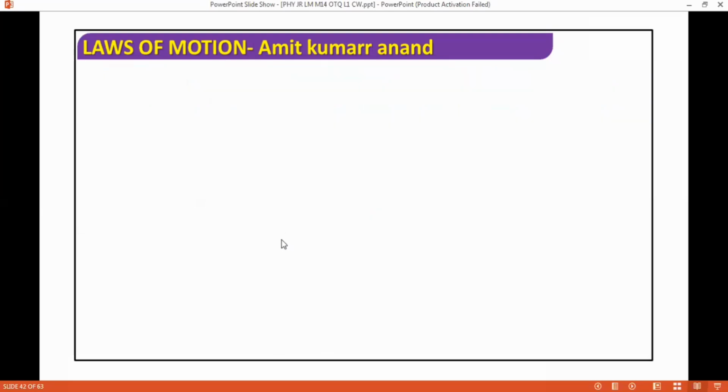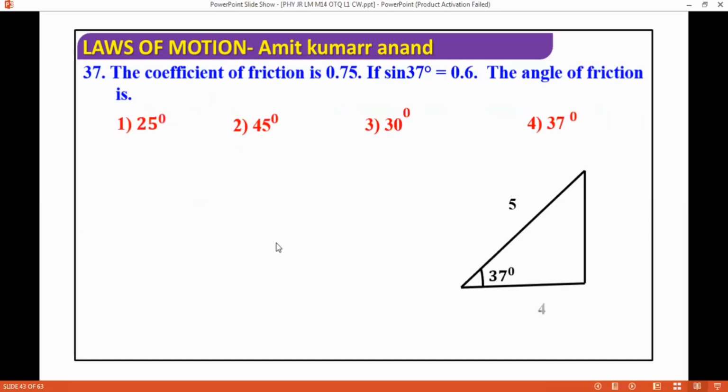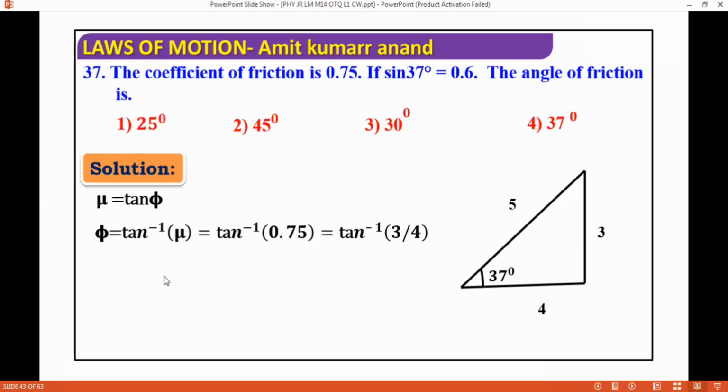Next question: the coefficient of friction is 0.75, sine 37 is 0.6, the angle of friction is? This question is very important for JEE exams. The question asks the angle of friction. What is the angle of friction? Tan of alpha is mu. So the angle is phi, and phi is tan inverse of mu. So just put tan inverse of 0.75.